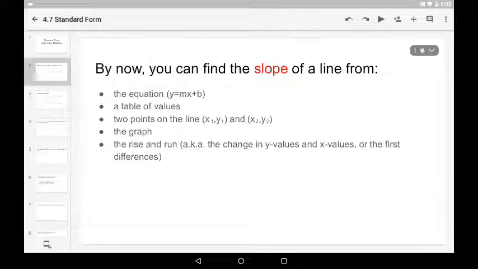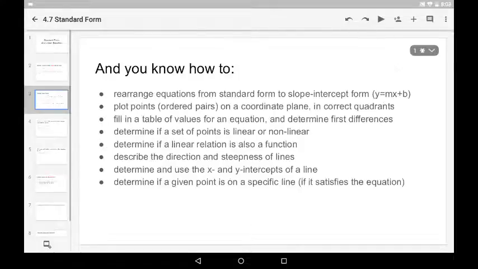You can find slope from the graph, and you can calculate the rise over run, or you could be given the rise over run, which are also the changes in y values and x values, or the first differences. You should also know how to rearrange equations from standard form to slope-intercept form. So today we're actually going to do the reverse of that.